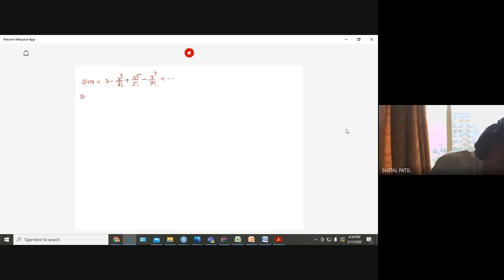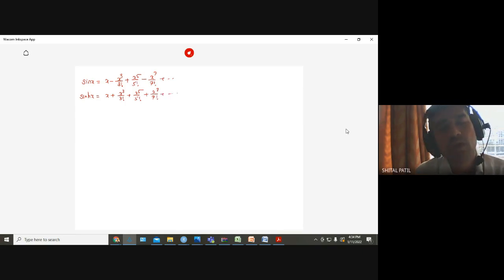Whereas, if you want to write the expansion of sine hyperbolic of x, since all the derivatives are positive, all the terms are positive, very simple, right? The series is like this, x raised to 7 by 7 factorial and so on. Same is true for the cos hyperbolic of x also.